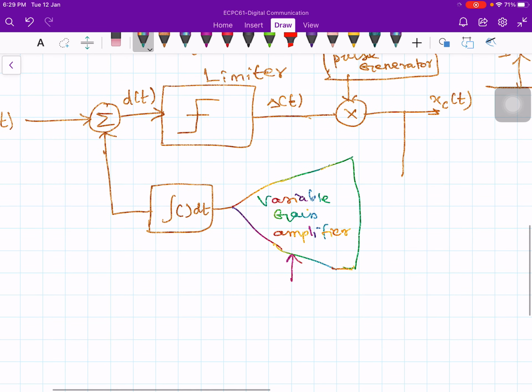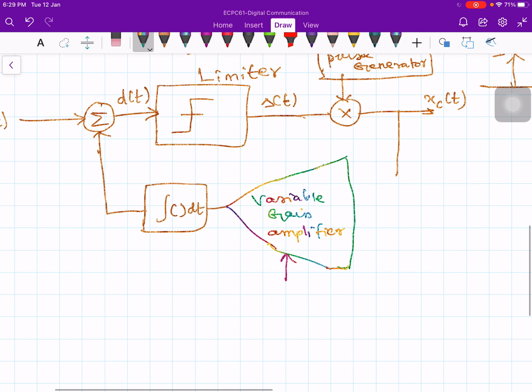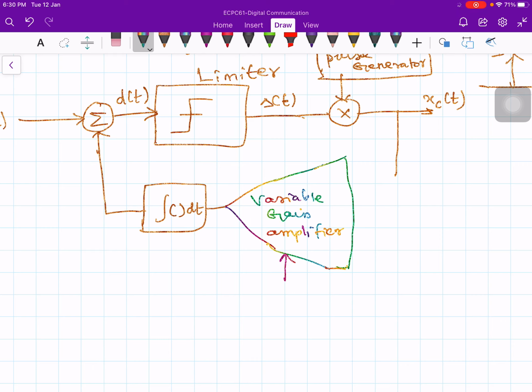Everything is just about the same as it was earlier with the delta modulator. There is a small difference: what I have introduced here is a variable gain amplifier in the feedback path. Everything else is the same. Now you can ask me, what does this variable gain amplifier do? It changes the strength of the impulse that is going to the integrator, which means it increases or decreases the step size.